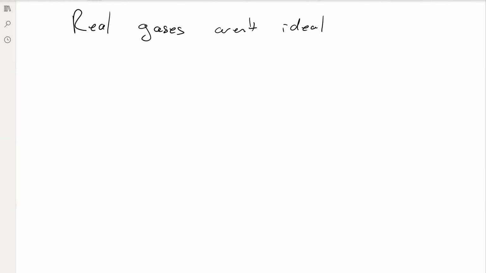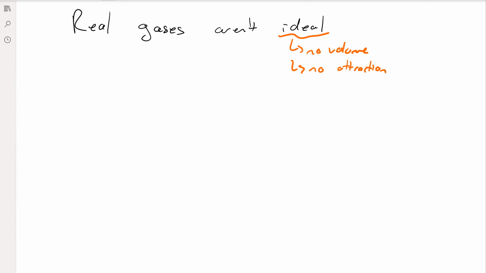All right, so this whole time we've been talking about ideal gases. Of course, in the real world, gases aren't ideal. So remember what we said about ideal gases. We said that the particles essentially have no volume, right? That their volume is negligible, and that there's no attraction between any of these molecules, right?